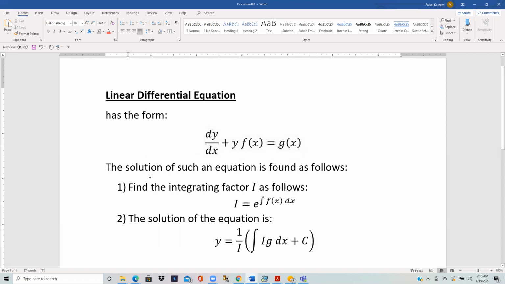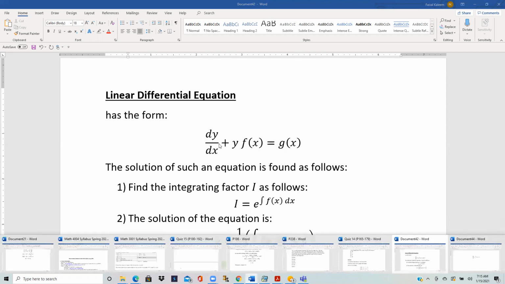So to find the solution of such an equation, we first find the integrating factor I, which is equal to e power the integral of f. And then the solution of the equation is y is equal to 1 over the integrating factor times this quantity, which is the integral of I times g plus c, where I is the integrating factor. So let's look at an example and see how we put this into practice. So keep this in mind.